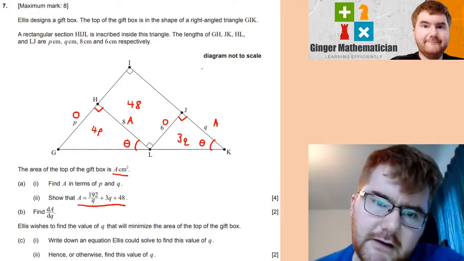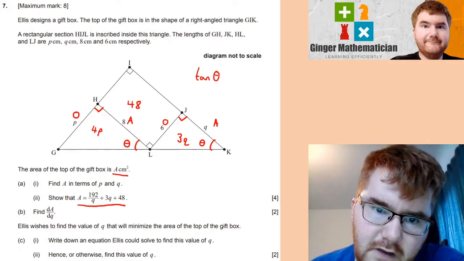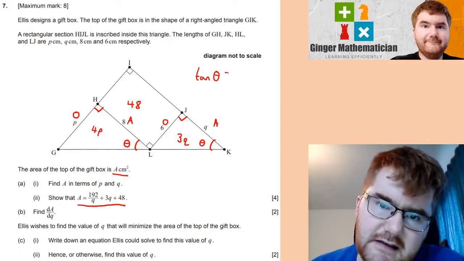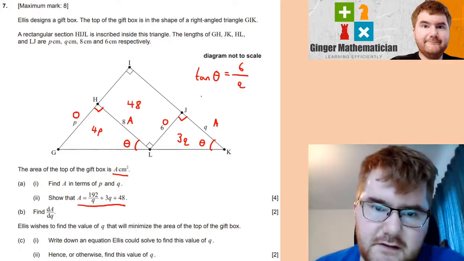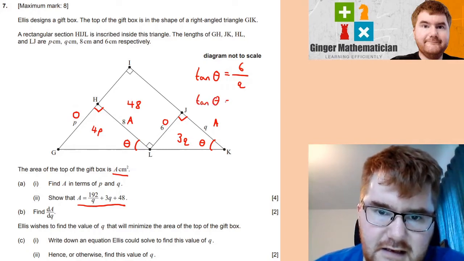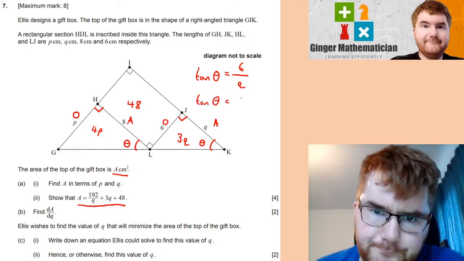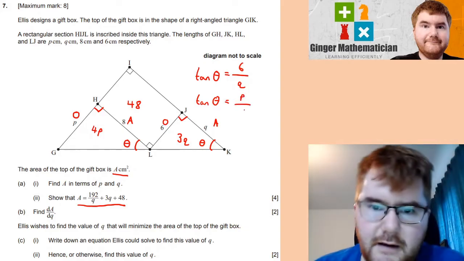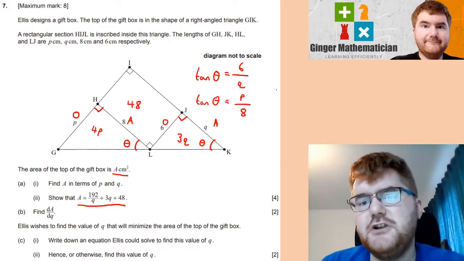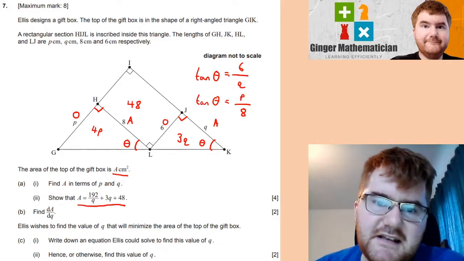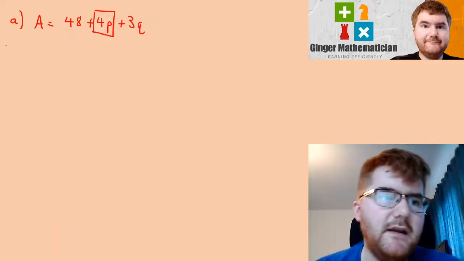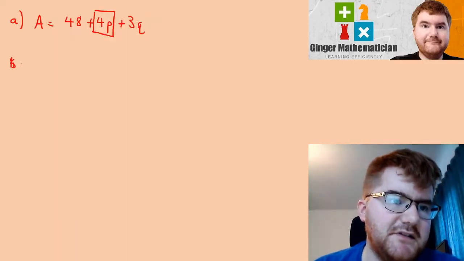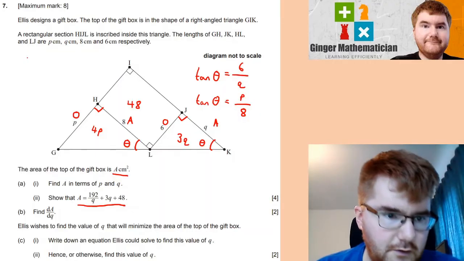So if I take the first triangle, well, tan theta, I'm using tan because I have opposite and adjacent, is equal to opposite, which is 6, divided by adjacent q. I can also do exactly the same thing over here. So tan theta is equal to opposite, which is p, divided by 8. So you can actually write both of these tans of these angles in terms of p and q. So let's write that on the other slide. So we'll continue on here.